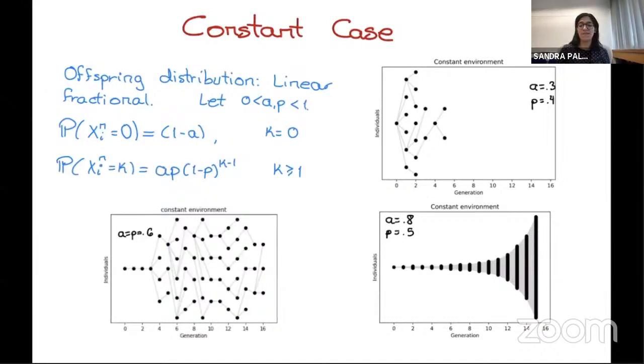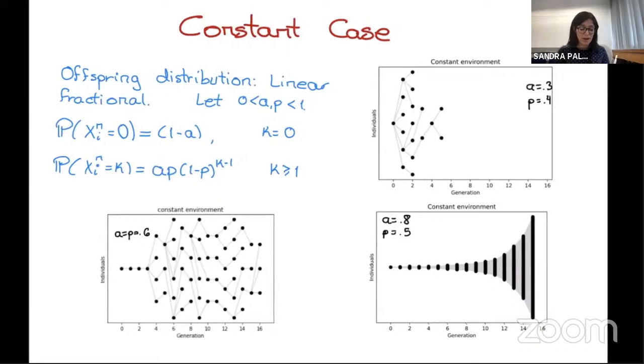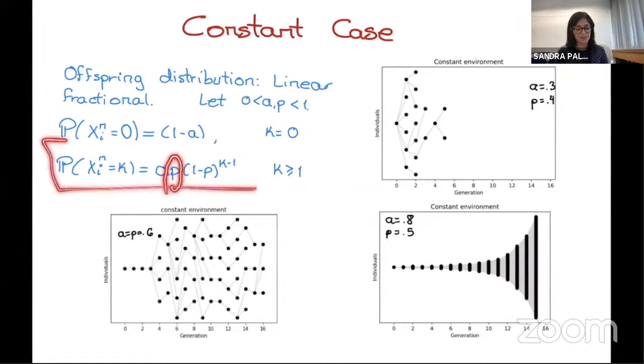So what happens in the constant environment case? Here we have a simulation. In this case, all the offspring distributions were linear fractional. That means that we have 2 parameters, A and B, that are between 0 and 1. Actually, A can be equal to 1. The probability that my individual doesn't have children is 1 minus A. And if it decides to have children, with probability A, then the number of children it is going to give is a geometric random variable with parameter P. So that is it.